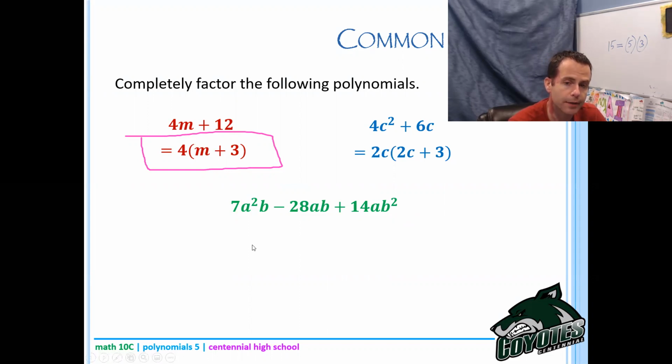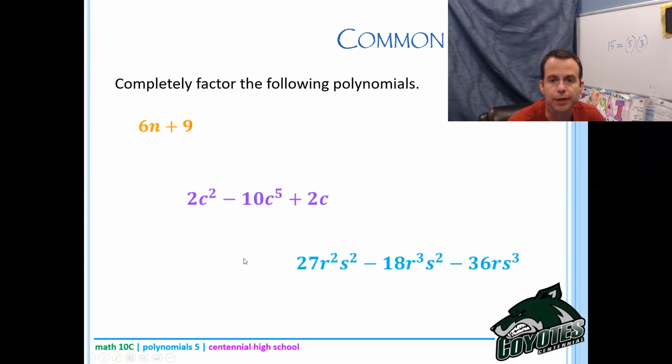When I take 7ab out, I put it to the front and I open up a bracket because that's the beginning of my multiplication sentence. The first term, 7a squared b divided by the 7ab that I'm taking out would leave me with a. Negative 28ab would leave me with negative 4, because a divided by a is just 1 and b divided by b is just 1. And then my 14ab squared would leave me with 2b. Okay?